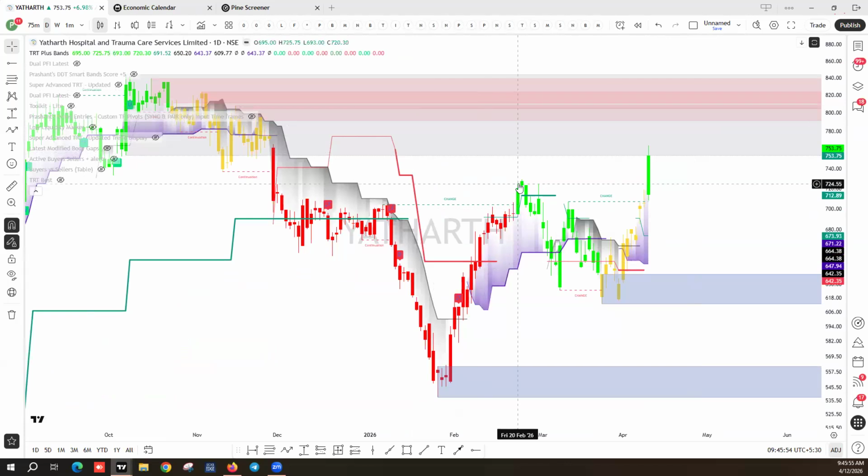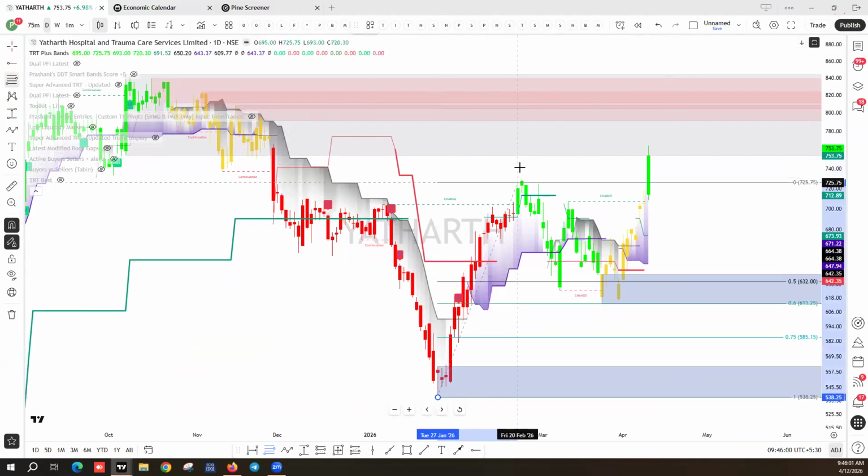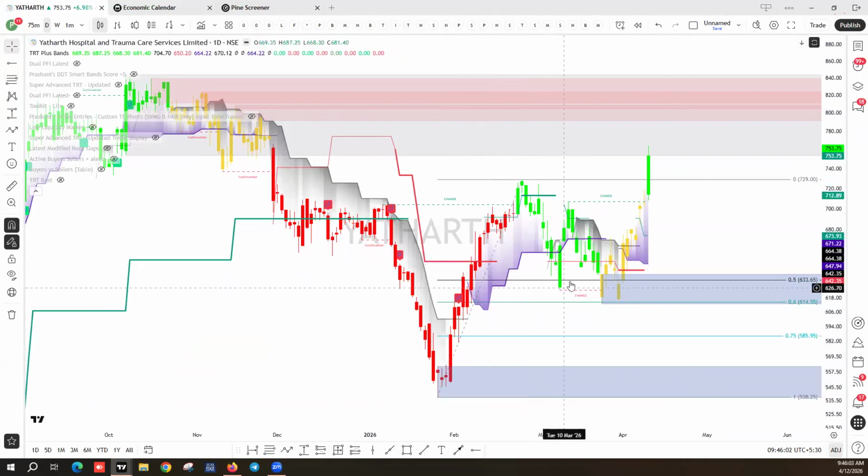Yatharth Hospital turned green, gave nice retracement twice, and has shifted up. So you can notice 50%, then 60%. So I never try to buy at 50% retracement. It does not give a good risk reward. I prefer 75% retracement.